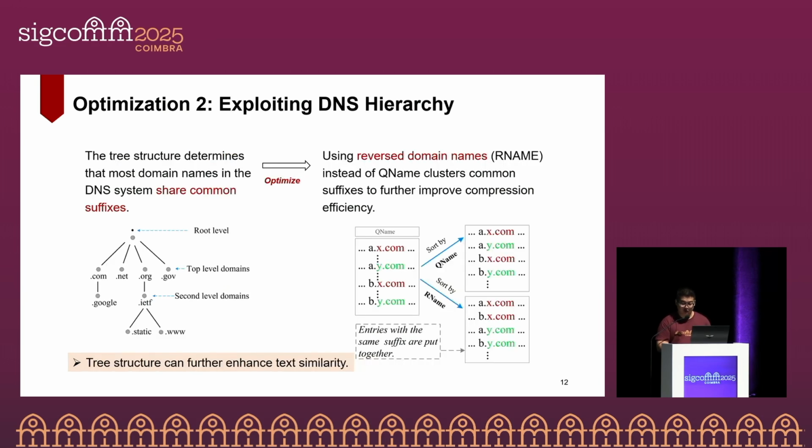DNS follows a tree structure, so many domain names share a common suffix like .com or .net. To take advantage of this, we sort by reversed domain names, putting the suffix first. For example, x.com becomes moc.x. This boosts compression by grouping similar suffixes together, as shown on the right, making logs more uniform and easier to compress.